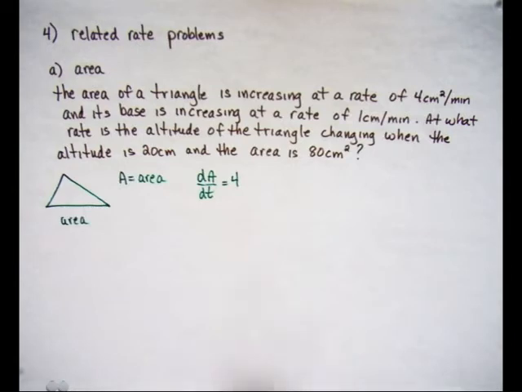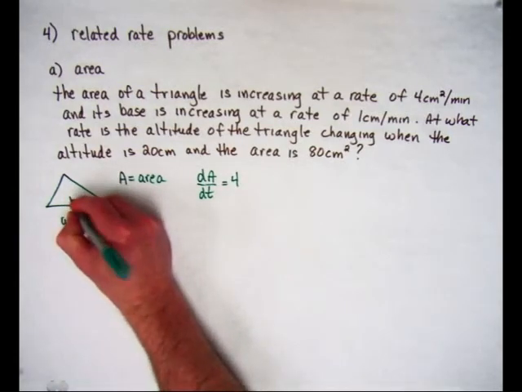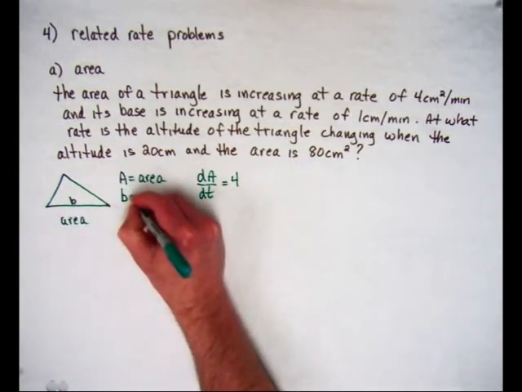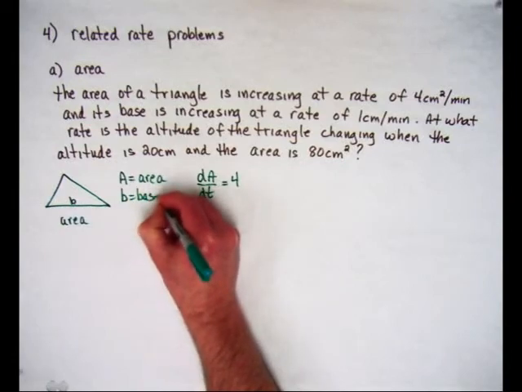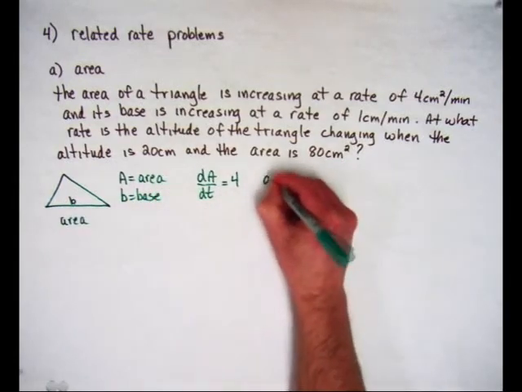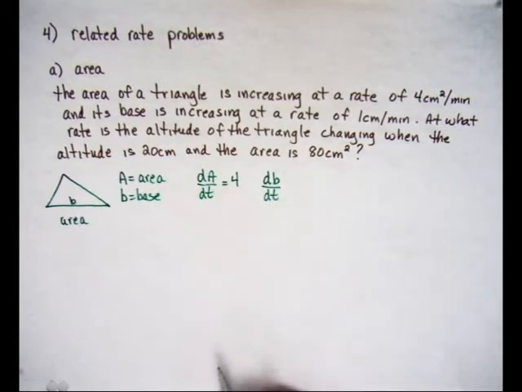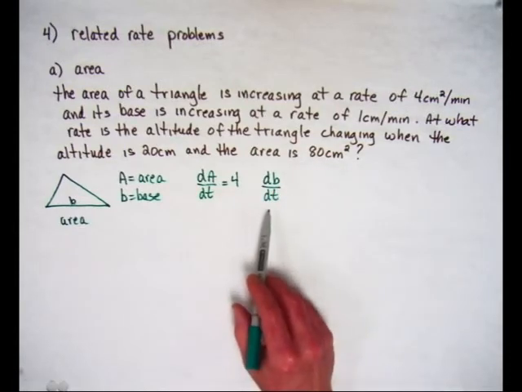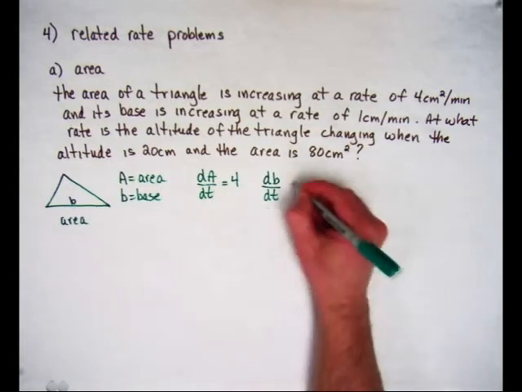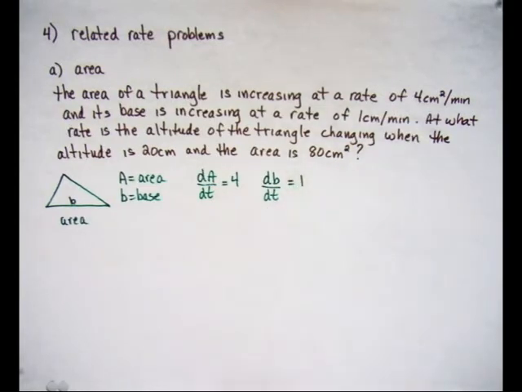The base is increasing, so the base being, let's say, B, the bottom here. So B is the base. The base is also increasing, so dB/dt. When you're doing a related rate problem, it's always differentiating with respect to time. And this would be 1. So you'll always be given some rates of change, sometimes 1, sometimes 2, but you'll be given some derivatives. Then, of course, there's the derivative you're trying to find.